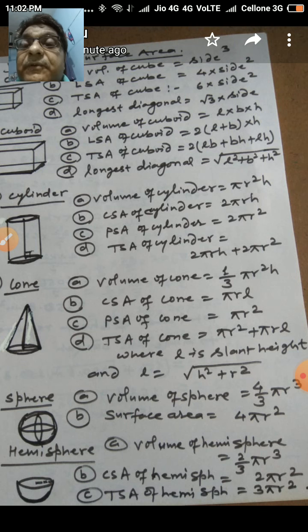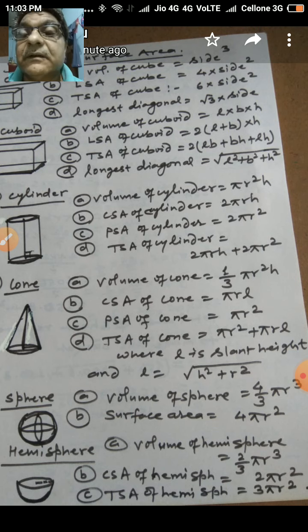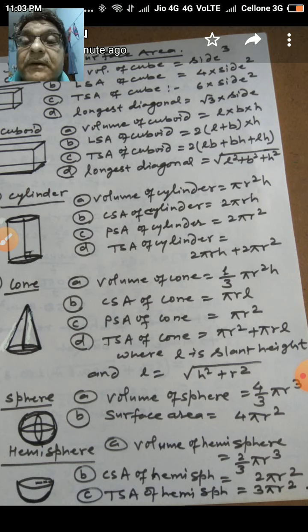Now I will recapitulate all the formulae object-wise. First is the cube, whose volume is side into side into side, or side cube. Lateral surface area is the surface area leaving the top and bottom, the surfaces present in the body of the cube, which is equal to 4 into side square. Total surface area including top and bottom is 6 into side square, and the longest diagonal is root 3 into side.